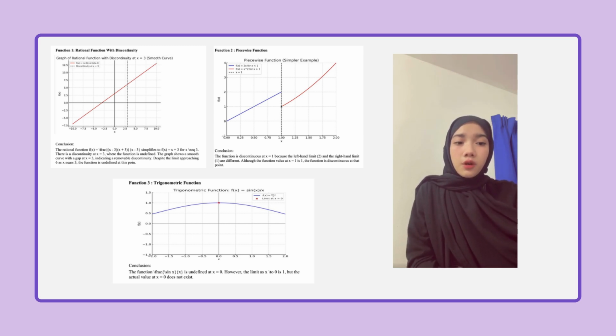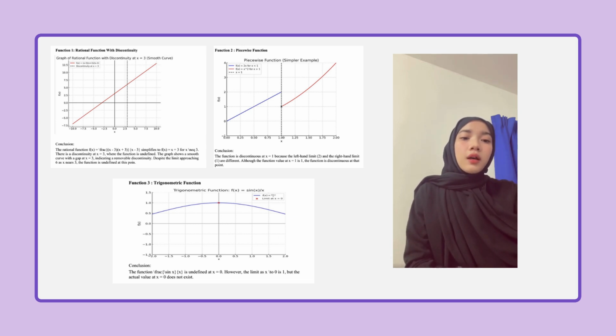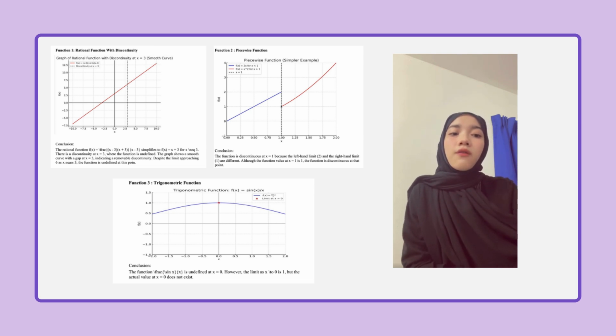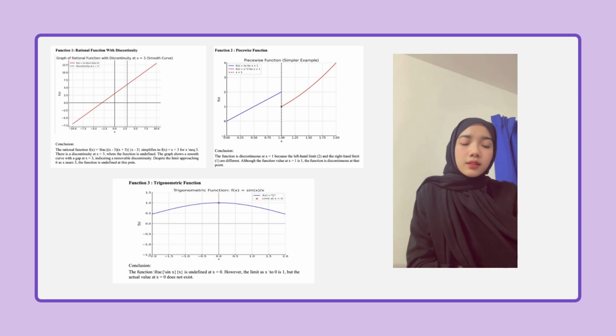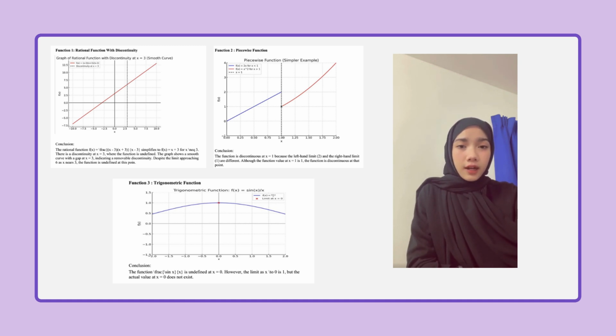The graph shows a smooth curve with a gap at x equals 3, indicating a removable discontinuity even though the limit of f of x as x approaches 3 is 6. The function itself is not defined at this point.